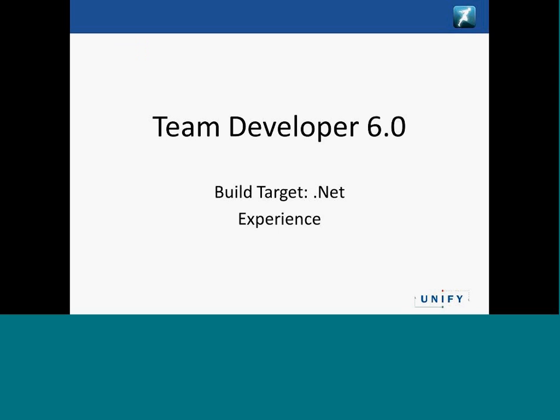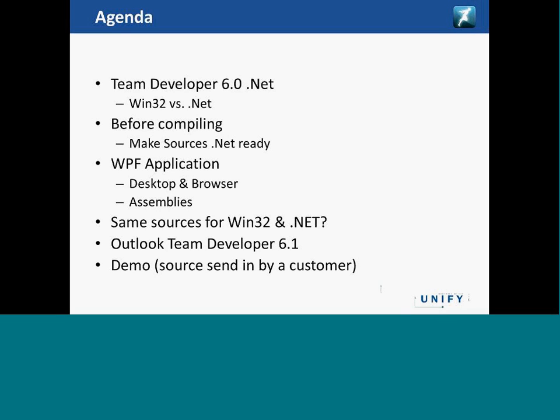So let's start with our agenda for tonight. First of all, I want to give you an overview about Team Developer 6.0 .NET, and we have to talk about Win32 and .NET. What's the difference? Because if you plan to upgrade your existing application to .NET, we have to talk about different technologies and explain in brief details what is different. And we have to talk about making your source .NET ready.